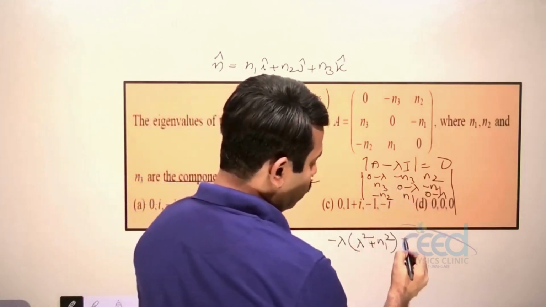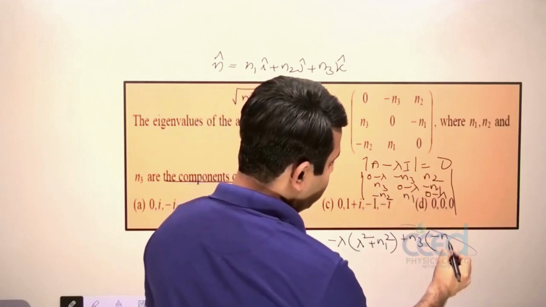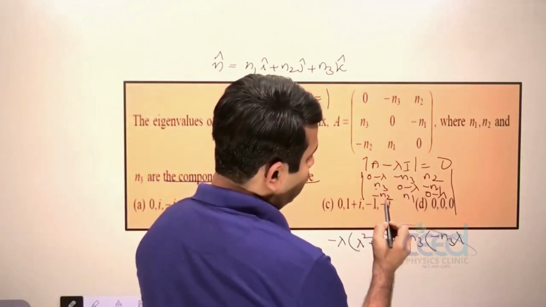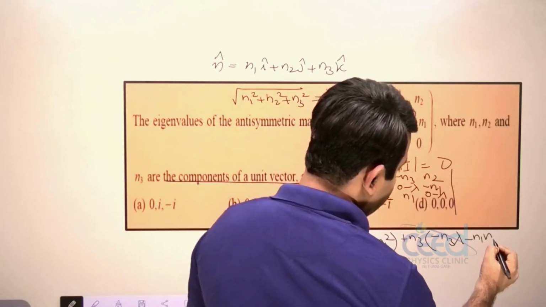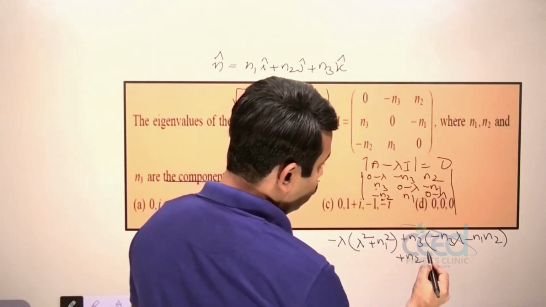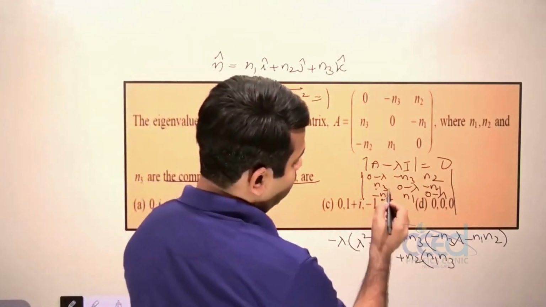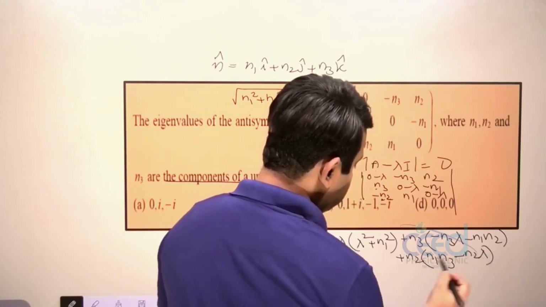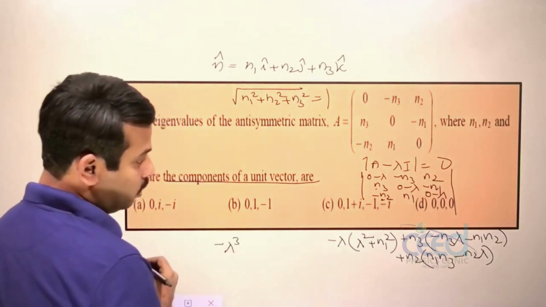Now plus n3 into minus n3 lambda, correct, minus n3 lambda minus n1 n2, minus n1 n2, alright. That is next plus n2 into n1 n3, n1 n3, now minus n2 lambda, minus n2 lambda. So if I expand here, minus lambda into lambda square, that is minus lambda cube.